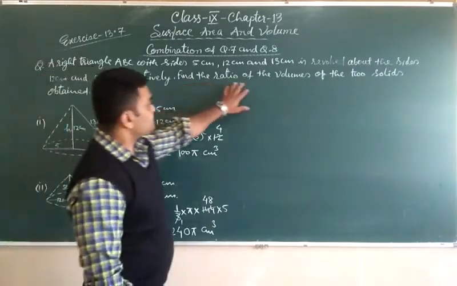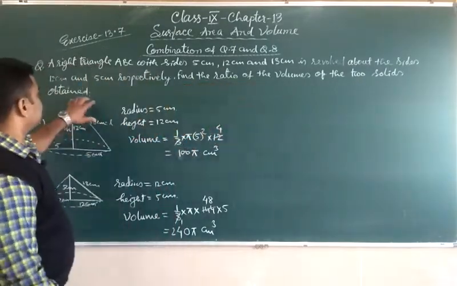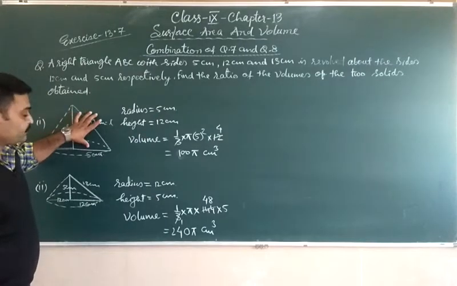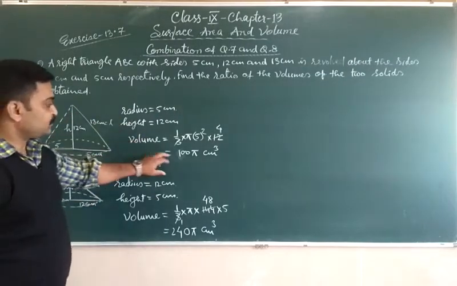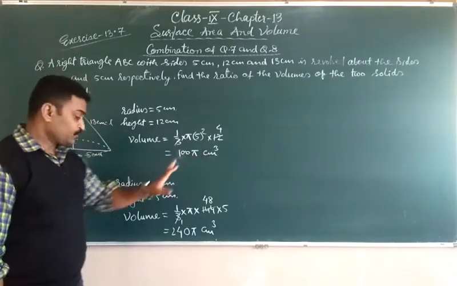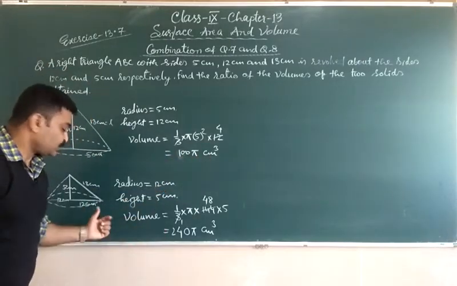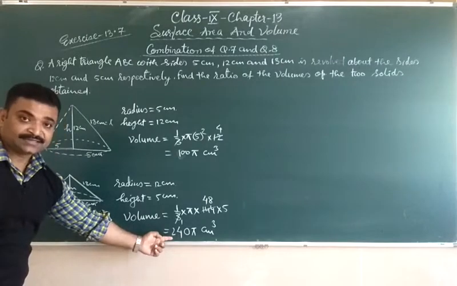We have to find the ratio of the volumes of two solids obtained. Here we have got one solid, second solid. Volume of first solid is 100 pi centimeter cube and volume of second solid is 240 pi centimeter cube.